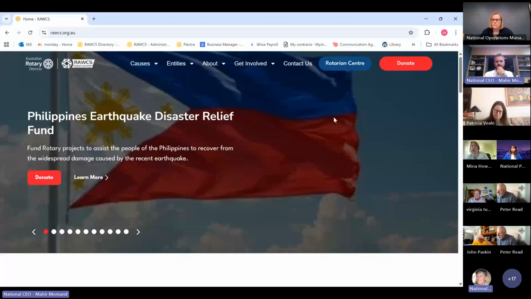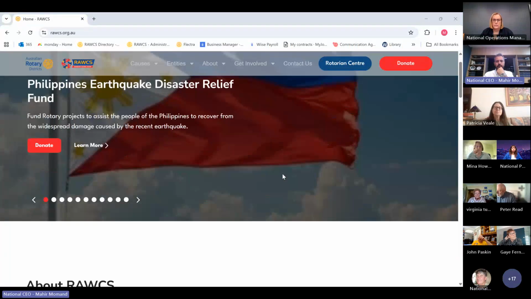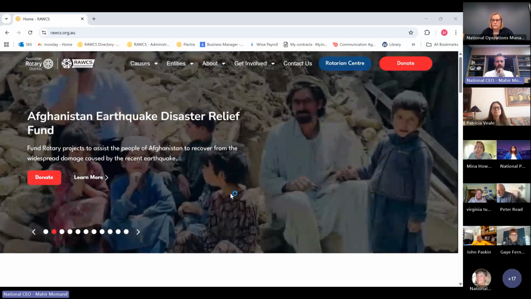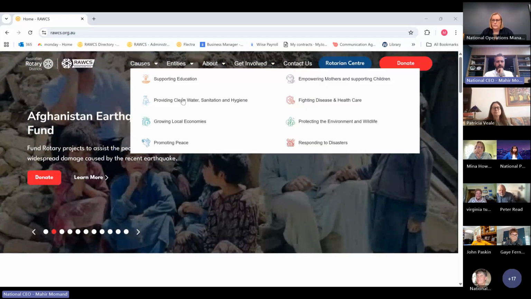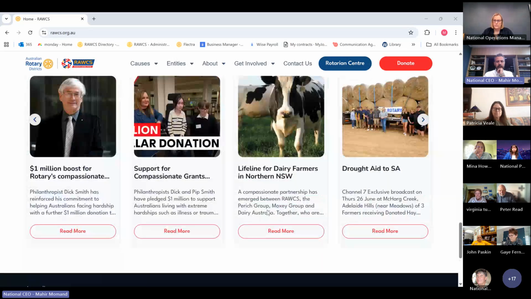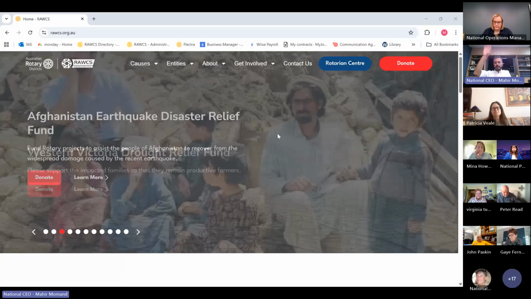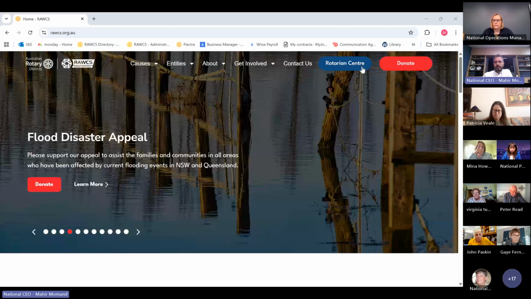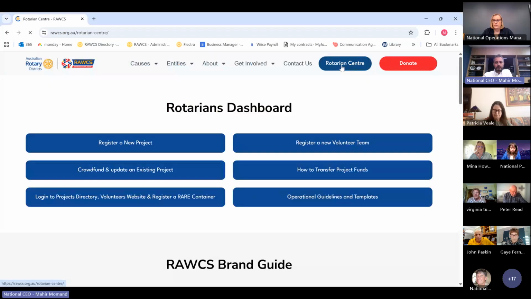Okay, so here's our website for those of you who may not have visited it recently. You go to rawcs.org.au and this is our website. All of the information is there. You'll note at the very top there are two major buttons. There is a donate button. When people click on that, they can select which project they are donating to. It may be your project, or you can click on the Rotarian Center button, which is the blue button.